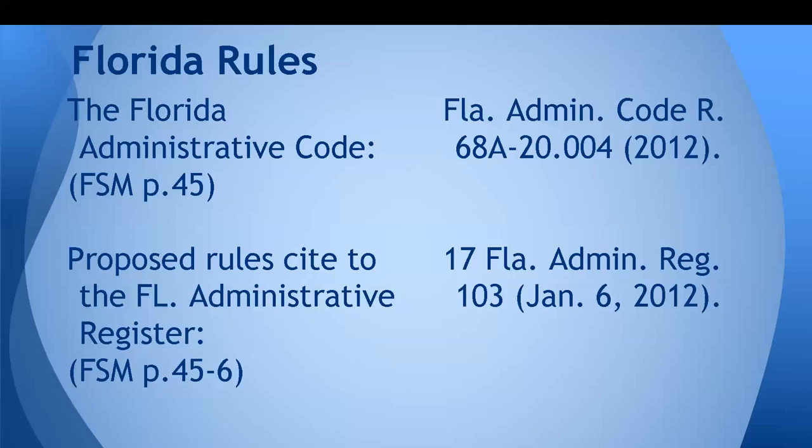The Florida Style Manual has rules for citing to the Florida Administrative Code and the Florida Administrative Register. Notice that the Florida Administrative Code doesn't make use of section symbols. It has its own format for organizing regulations. The Florida Administrative Register is much like the Federal Register. You must cite the full date because it is published daily.